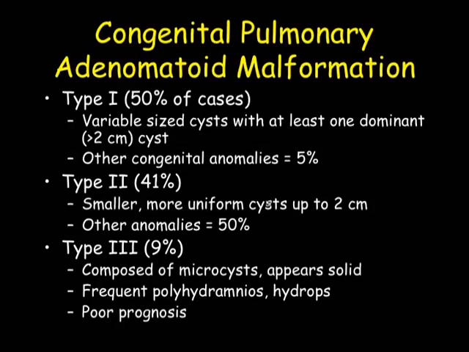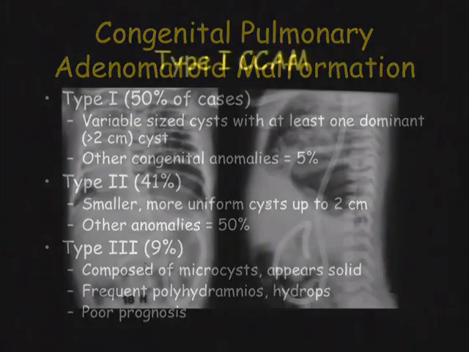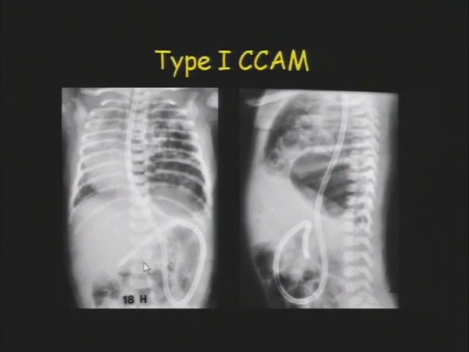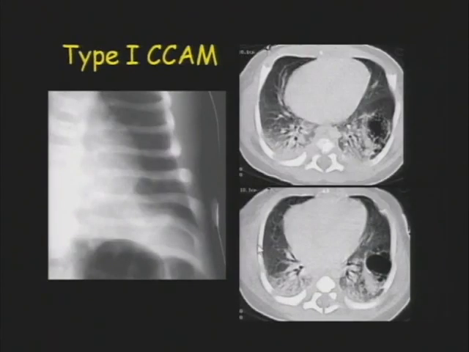The cysts are most prominent in type 1, intermediate in type 2, and it's mostly solid in type 3. Type 3 tends to have a poor prognosis. Here's a type 1 CCAM, so this is something you need to consider in your differential when you're thinking about a diaphragmatic hernia, but you can see the large single cyst here. This was not the stomach. You could see the esophageal catheter down in the stomach.